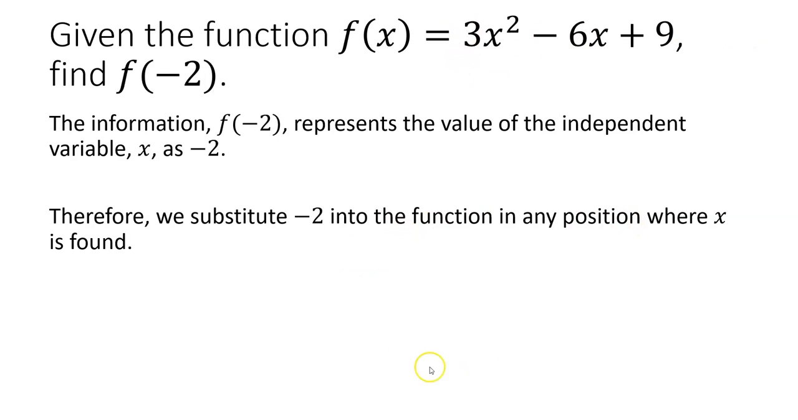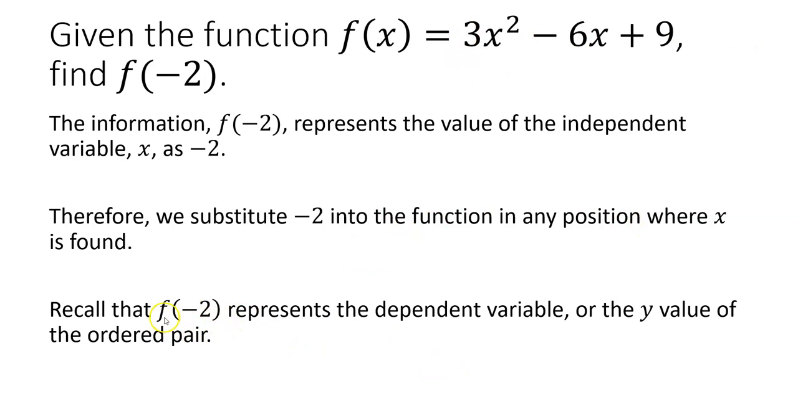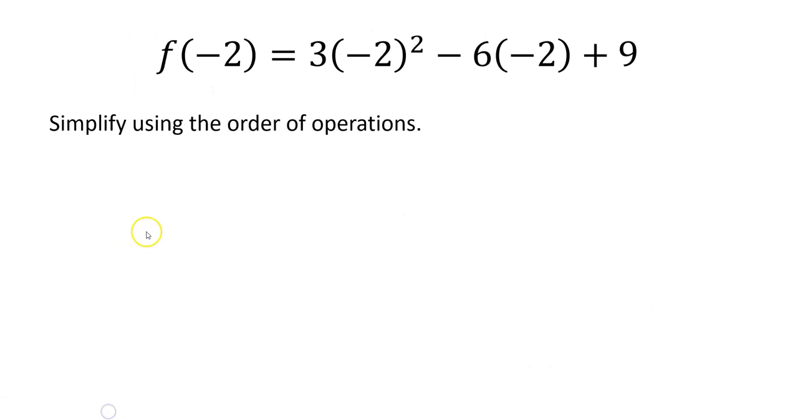So recall that f of negative 2, that piece represents the dependent variable, or the y value. So the negative 2 inside represents x. The entire f of negative 2 is just the same as saying its y value when the x value is negative 2. So when we substitute negative 2 in, we have 3 times negative 2 squared minus 6 times negative 2 plus 9. So let's simplify that using the order of operations.